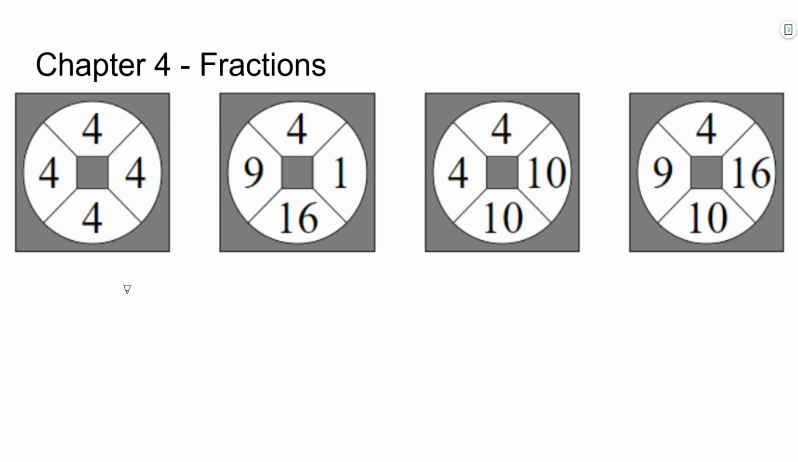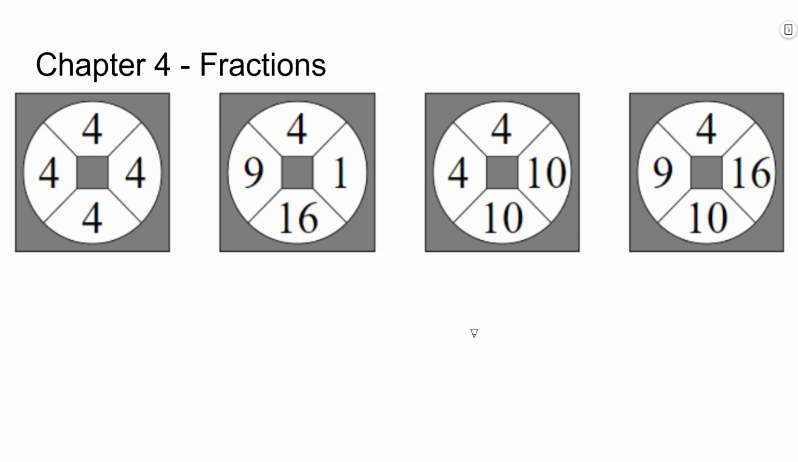But the solutions for these are, the first one here is 4 times 4 would be 16. 16 plus 8 would be 24, so 16 plus 4 would be 20, plus another 4 would be 24. This next one here, we can do 1 plus 9 would be 10, times 4 would be 40, minus 16 would be 24. Or another way would be 16 minus 9 would be 7, minus 1 would be 6, times 4 would be 24. And let's see what we have here.